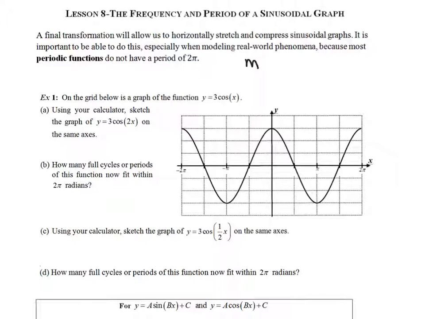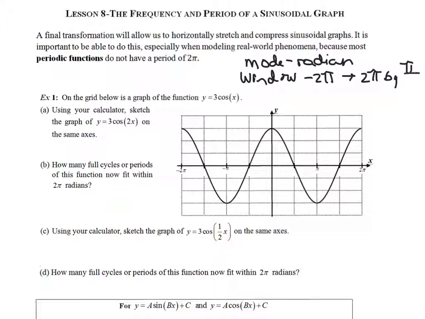First of all, make sure that your calculator is set in radian mode. Make sure that you have a window on your graph going from negative 2 pi to 2 pi on the x-axis, and you'll notice that we are counting by pi over 2. So set that in your window. For my y's, I would like to go from negative 4 to positive 4 and count by ones. And then enter in your y equals 3 cosine of 2x.